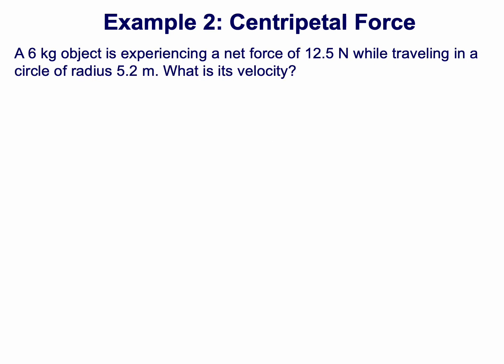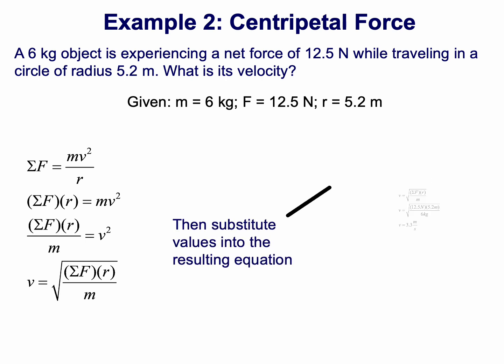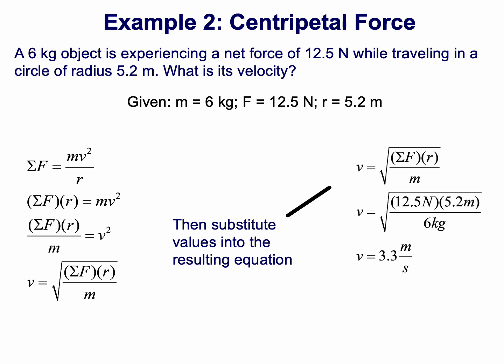Second example here. Want to know what its velocity is? So here are my givens: I'm given the mass, the force, and the radius. So what I did here is I first plugged in our original F equals ma, or F equals mv squared over r, and solved for v. So there's the algebra to solve for v. Then you plug everything in, and hopefully we get 3.3 meters per second. That is how fast, or the tangential velocity of that object, using that given information.